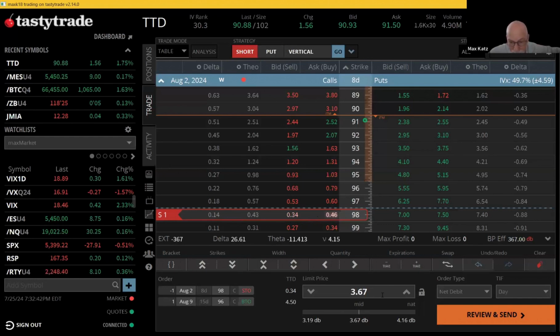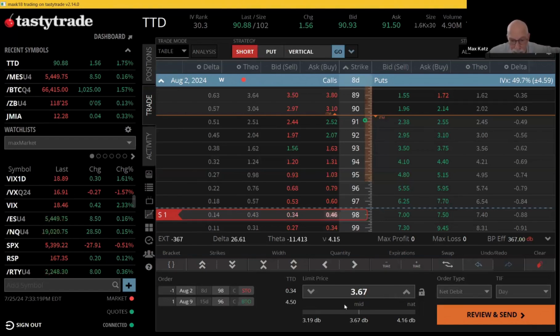The debit for the trade is 367. That's a no-go. That's a no trade. It's not even close to the width of the strikes, and I like it to be less than that for a diagonal trade, whether calls or puts. I want the debit that I'm paying to be less than the width of the strikes that I'm buying and selling. So this is only 2 points wide. This is 3.67 points. It's not a trade.